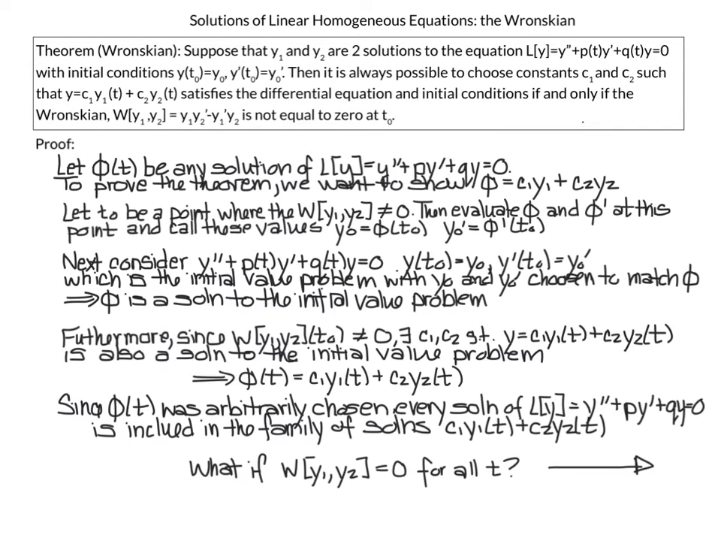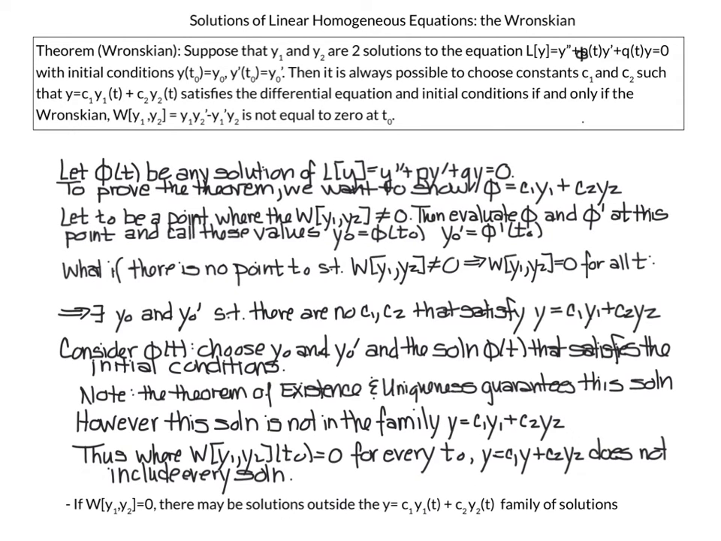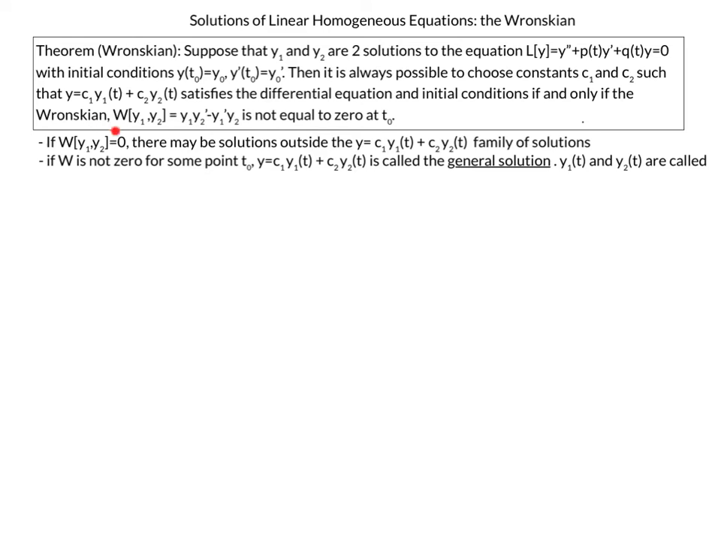In the interest of time, I decided not to cover this proof, but I have it here for your reference. There's one more thing to show in this proof. Here is the rest of the proof, and what we want to note is that if the Wronskian is equal to 0, there may be solutions, but they are not going to be of the form y equals c1 y1 plus c2 y2. And here is that last point.